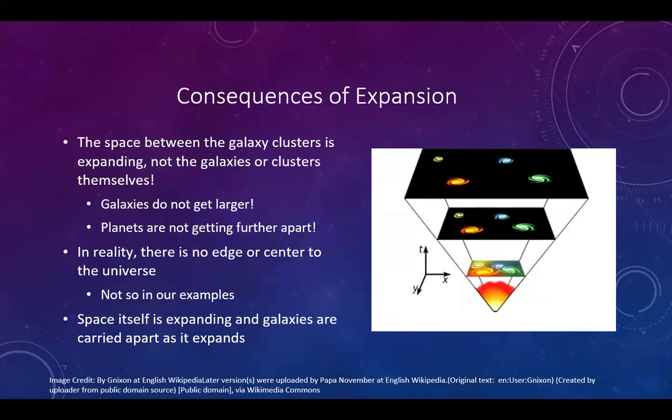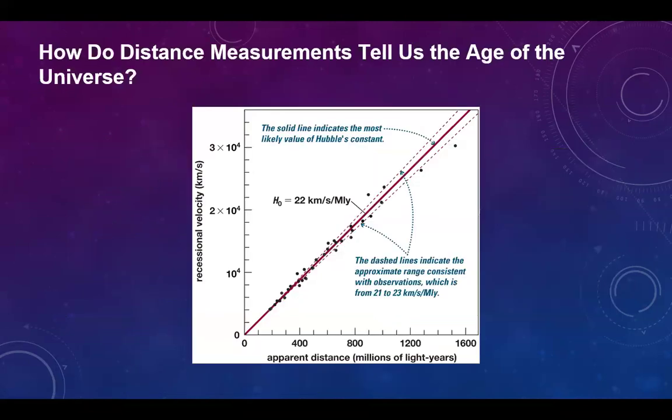In reality, there's no edge or center to the universe, as far as we can tell, which is different from our examples. They have an actual edge. But what's happening is space itself is expanding and galaxies are carried away as it expands. And there's a lot of debate about what might be going on on a larger scale, but we really don't know.